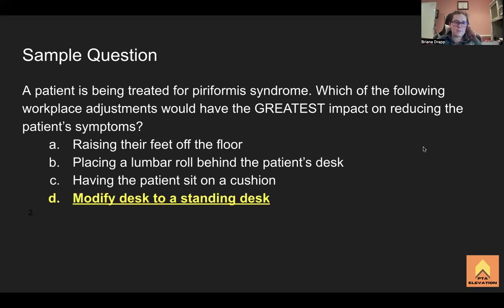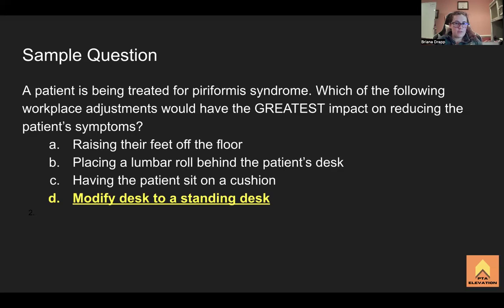All right, guys, so the answer is going to be modifying the desk to a standing desk. So let's go through these one by one. Again, I apologize for the typo there, but things happen. So let's go over this. Number 1 says raising their feet off the floor. Now, what do we know about patients and workplace ergonomics? We always want the feet to stay flat on the floor.